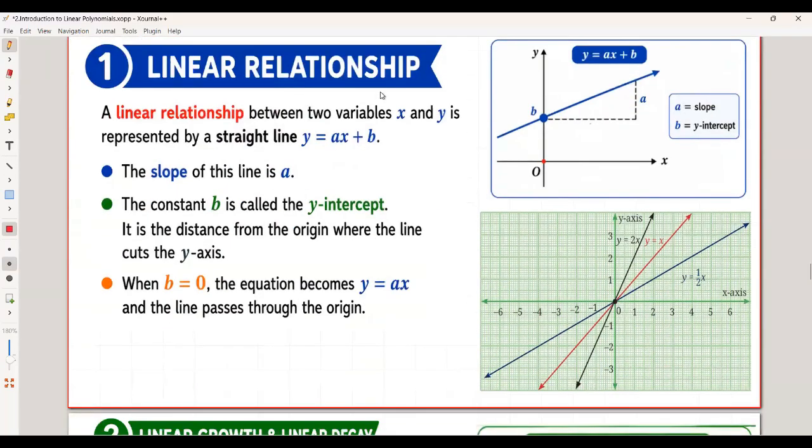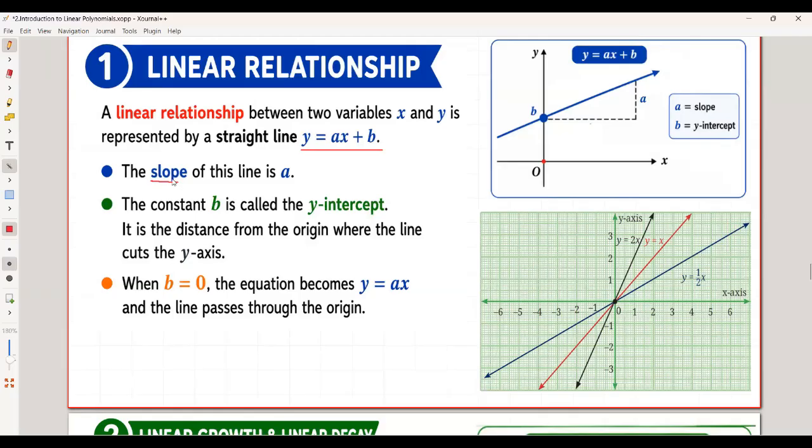A linear relationship between two variables x and y is represented by a straight line, and the straight line is represented by y equals ax plus b. Here, a is nothing but the slope. Just remember, a is the slope. This is a new term, slope. Here a is representing the slope.